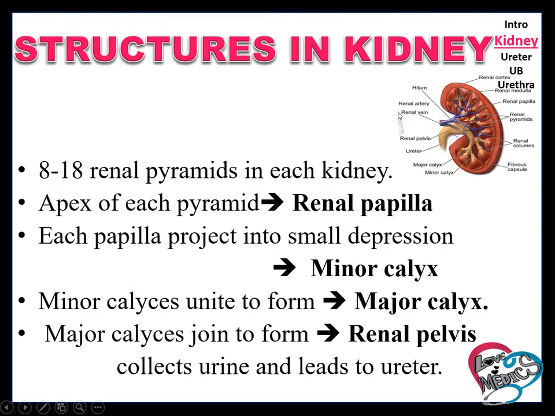Now the structures in the kidney. 8 to 18 renal pyramids are present. These are the renal pyramids and the apex of the kidney. This is the apex of the kidney, that is the renal papilla, and each papilla projects into a small depression, that is the minor calyx. These minor calyces join to form the major calyx. These major calyces join to form the renal pelvis, and the renal pelvis collects the urine and transfers it to the ureter.